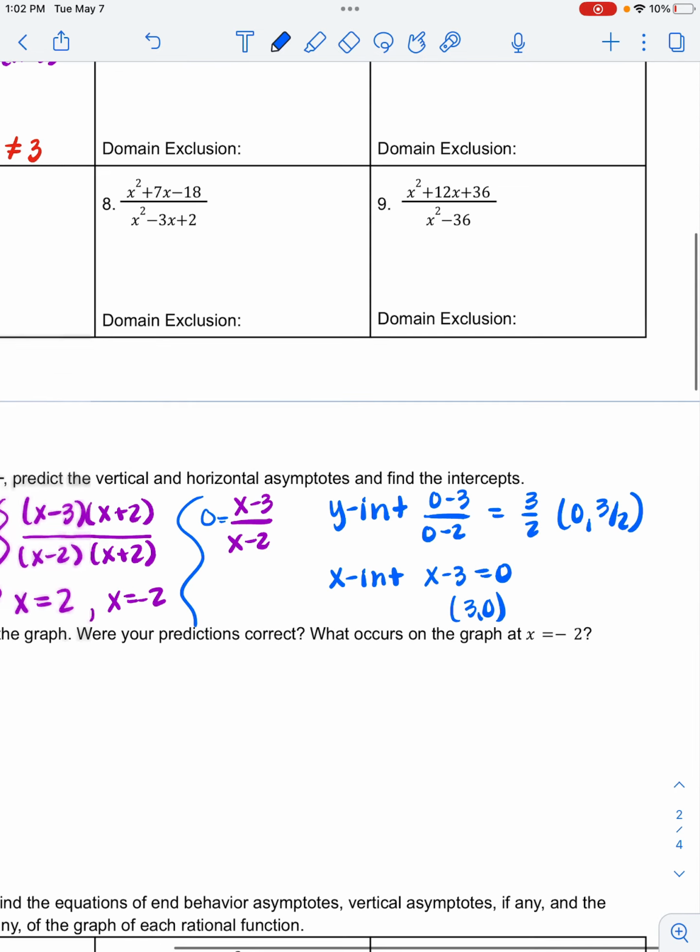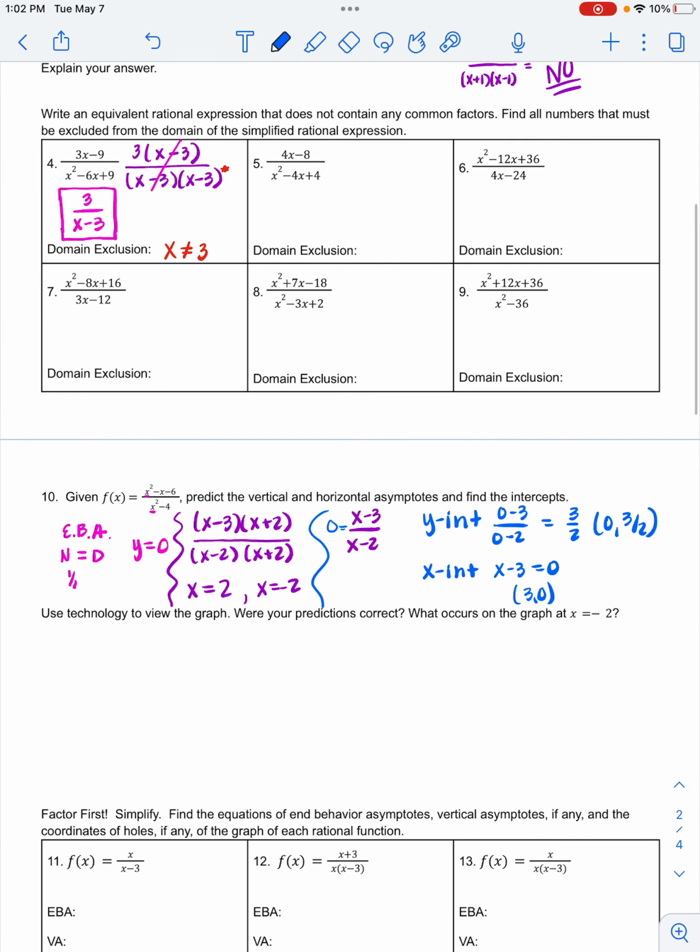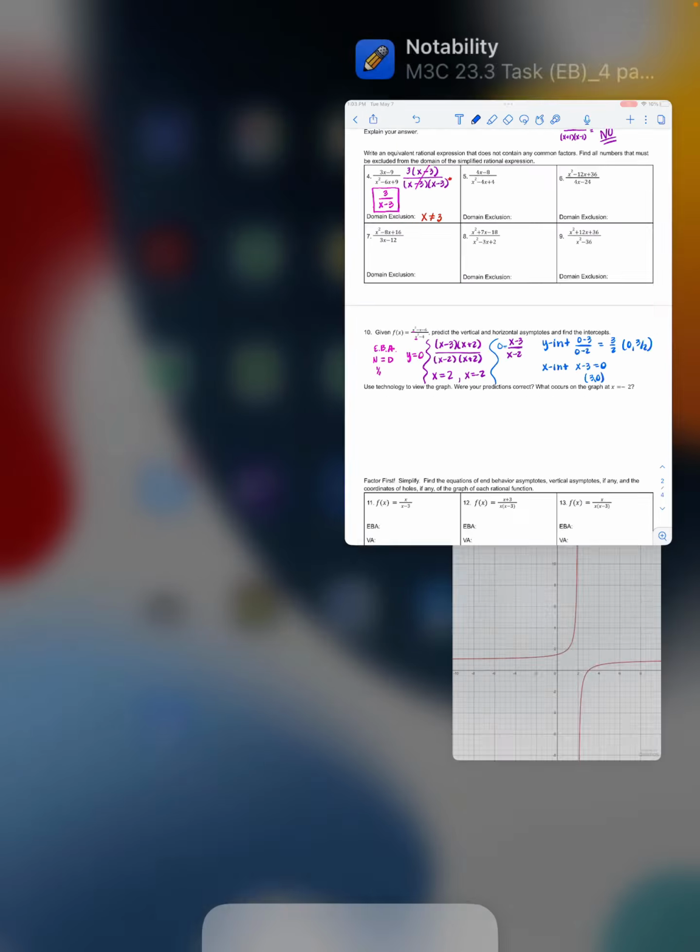Okay. So based off that prediction, let's actually see what it looks like on Desmos. So right away, I think I have an end behavior asymptote at y equals 0, 2 asymptotes, x equals 2, x equals negative 2, and some x and y intercepts. So you can pull out Desmos yourself, or I'm going to show you what it looks like right here.